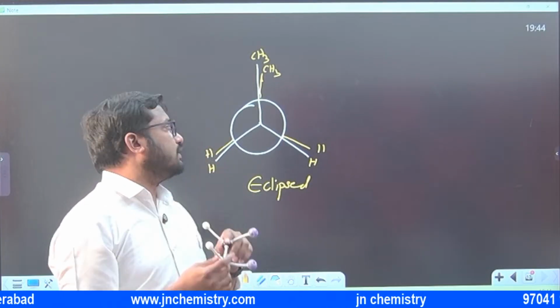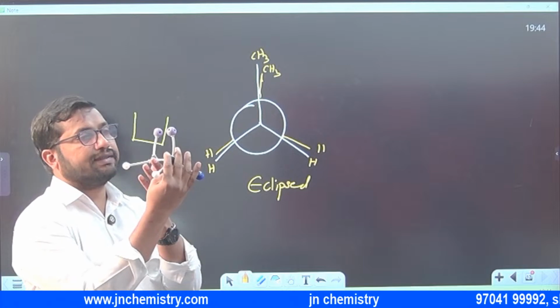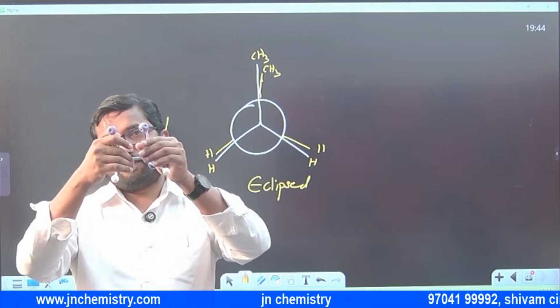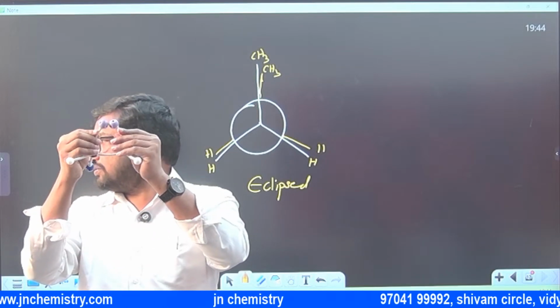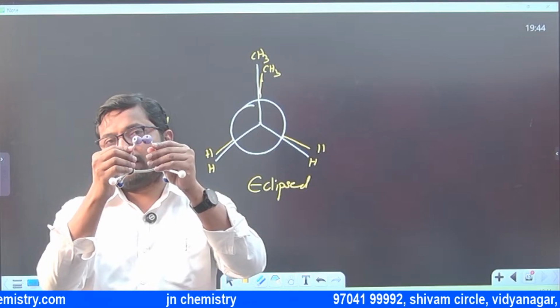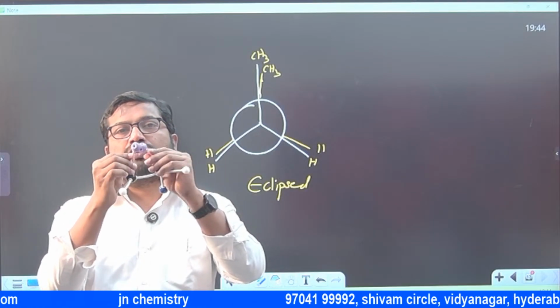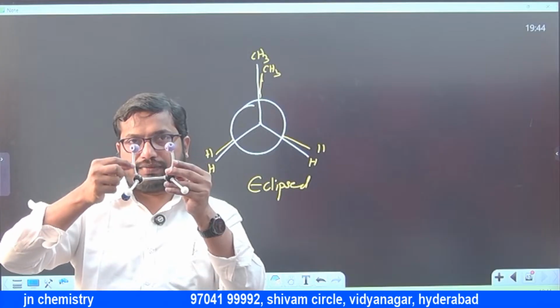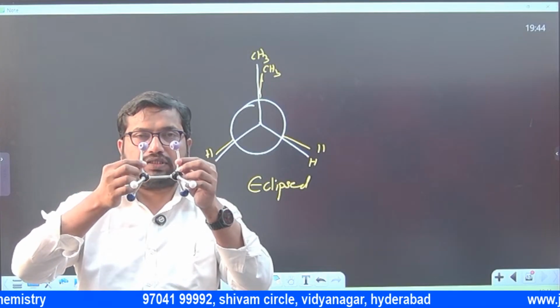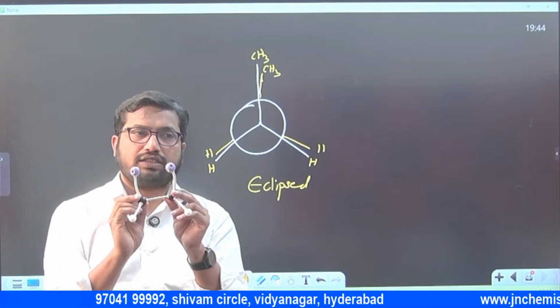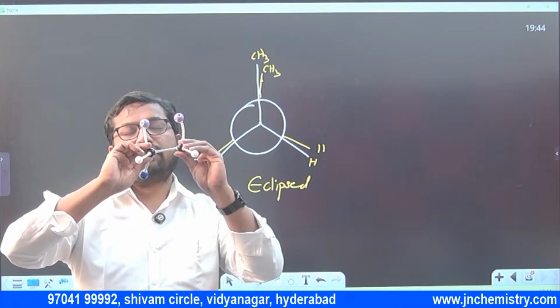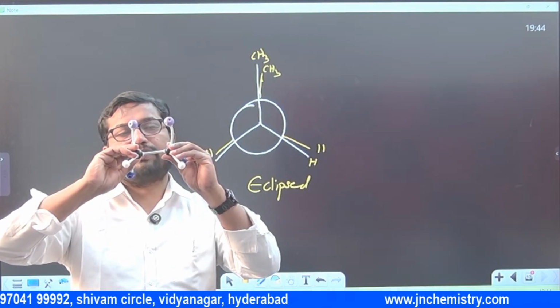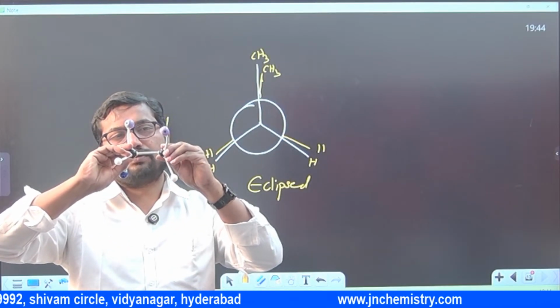When the free rotation is possible, when both are the same side, what exactly happens? So because of these groups, repulsions are there. Those repulsions are called van der Waals repulsions. And because of electron bonds are there. Bonds means what? Two electron repulsions are there. Those are called torsional strain. To avoid the torsional strain, we are just rotating because carbon free rotation is possible.